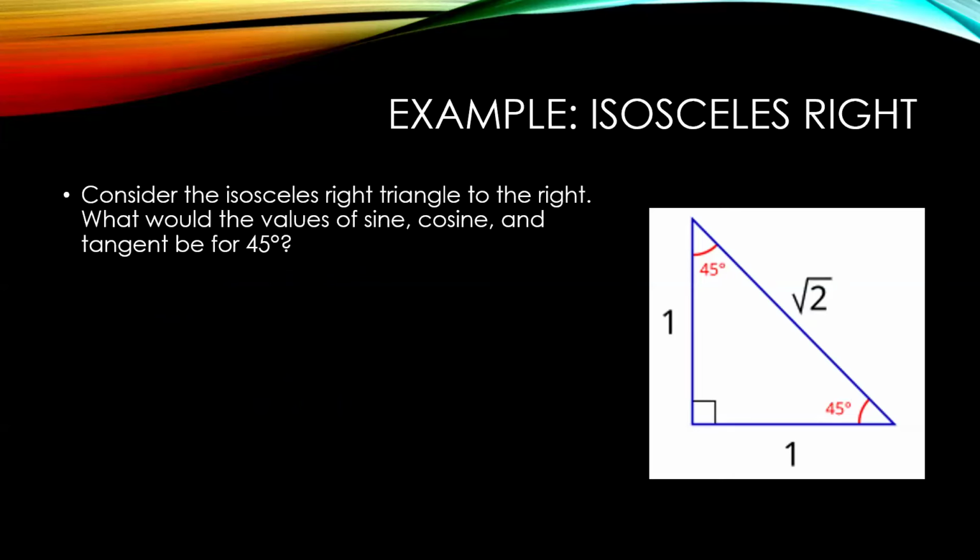Here's another example. This is the isosceles right triangle. What would the values of sine, cosine, and tangent be for a 45-degree angle?